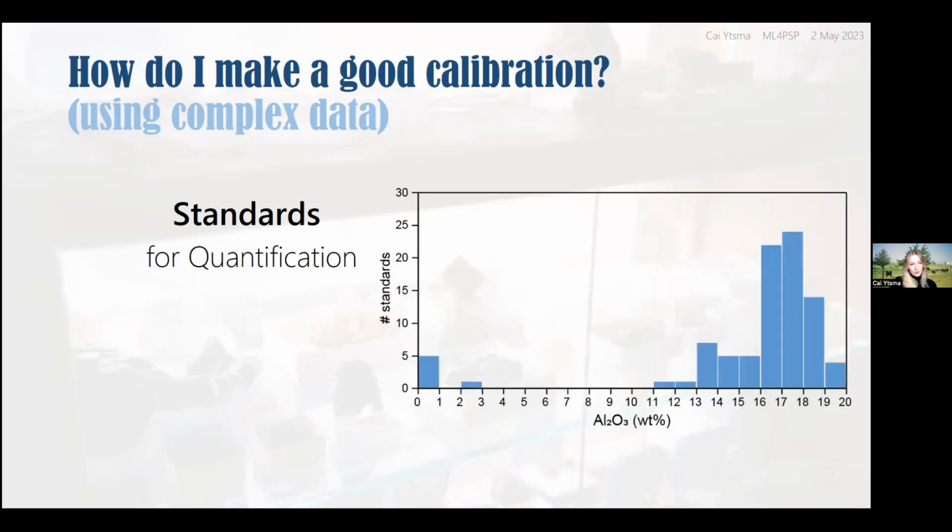The same thing for quantification. Aluminum oxide here is well characterized at low and higher concentrations, but the model has no clue what something with concentrations between 3 and 11 weight% looks like. So it would not be a useful data set for that range.